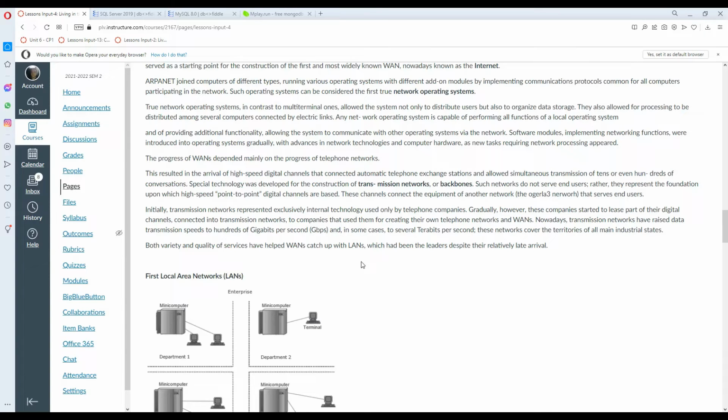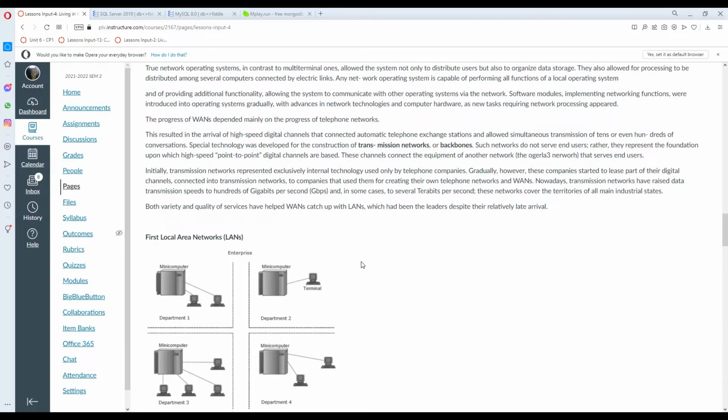The progress of WANs depended mainly on the progress of telephone networks. This resulted in the arrival of high-speed digital channels that connected automatic telephone exchange stations and allowed simultaneous transmission of tens or even hundreds of conversations. Special technology was developed for the construction of transmission networks or backbones. Such networks do not serve end users; rather they represent the foundation upon which high-speed point-to-point digital channels are based. These channels connect the equipment of another network that serves end users.